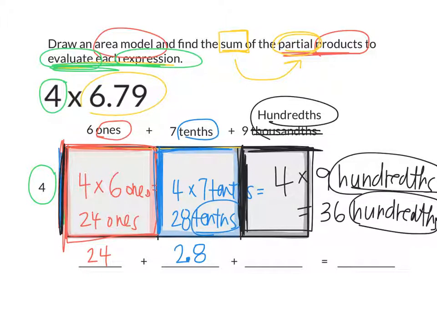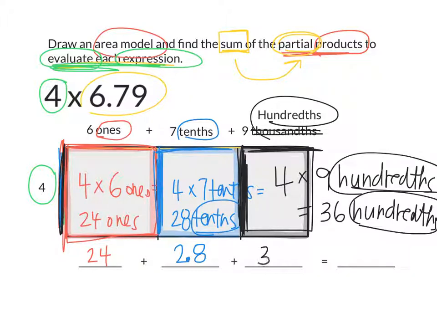Why do you think it's super important to write the units every time? Samar? Because if you don't write the units, it's like it could be any number. If I don't write 36 hundredths, could I think it's 36 ones? Yeah. Could I write 36 tenths? Yeah. Would that be correct? It needs to be 36 hundredths. Let's write it in standard form.